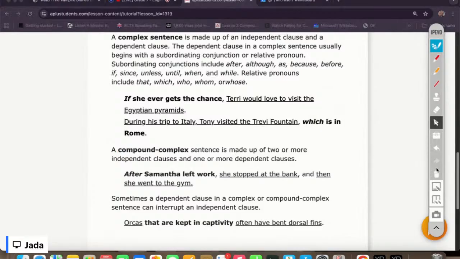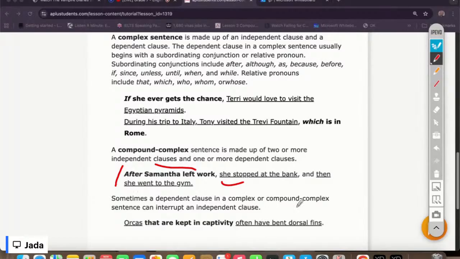a compound complex sentence is made up of two or more independent clauses and one or more dependent clauses. So basically, the compound complex has two or more independent clauses and one or more dependent clauses. Okay, so: after Samantha left work, she stopped at the bank and then she went to the gym. So you can see that we have the dependent clause and then two independent clauses.